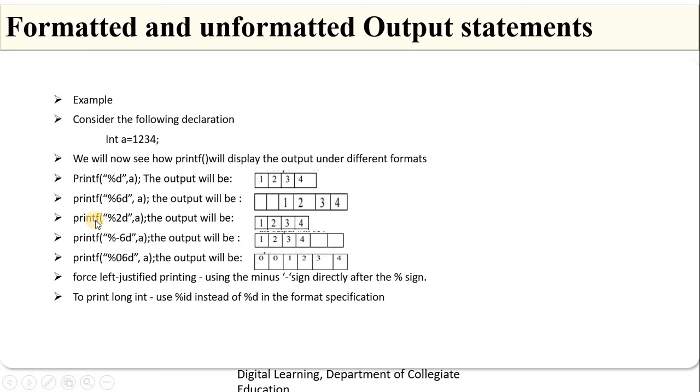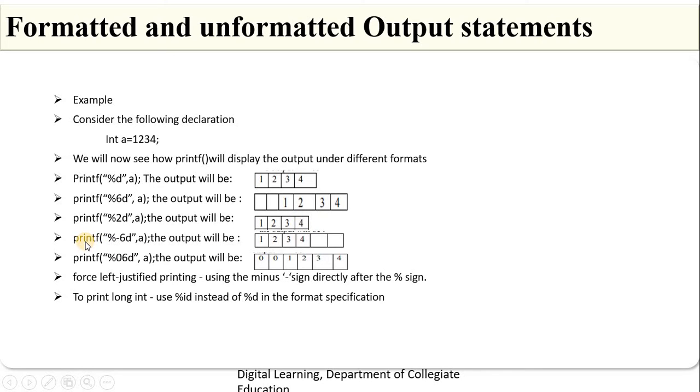Then if the format specifier is %2d, but a contains 1234, 1234 needs a 4-digit space, whereas it is saying just a 2-digit space. Since the number is greater than this, it will override this format specifier and it will print 1234 properly.